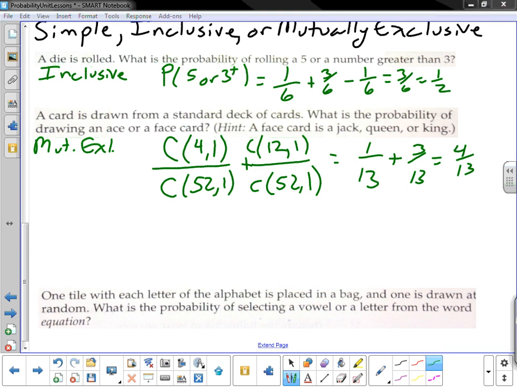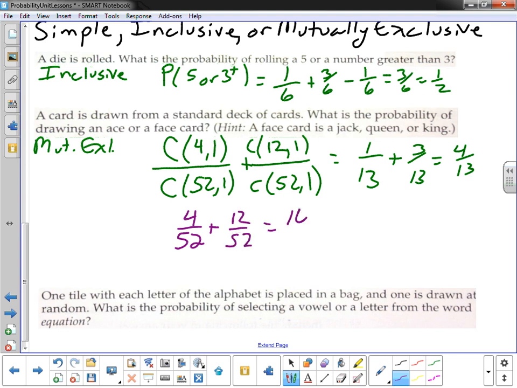The other way to do it is to not use the combinations. If I wasn't going to use the combinations, I would have just said, okay, drawing an ace is 4 out of the 52 cards. And drawing one of the face cards, there's a 12 out of 52 chance there, which gets me a 16 out of 52 chance overall. Both of those numbers are divisible by 4, and I would end up with 4/13. So you can do it without having to use the combinations.